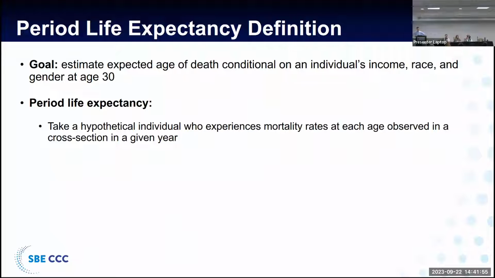So our goal here in this paper is to estimate the expected age of death conditional on someone's income, their race and ethnicity, and their gender at age 30. We're basically extending this notion of a period life expectancy, where we take a hypothetical individual who's experiencing the cross-sectional mortality rates at a given point in time, and we're extending that to incorporate income as well. So we say, what if you experience the cross-sectional mortality rates of people with the same income percentile as you?